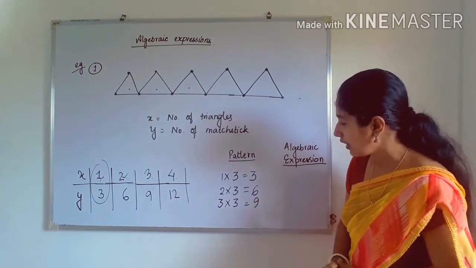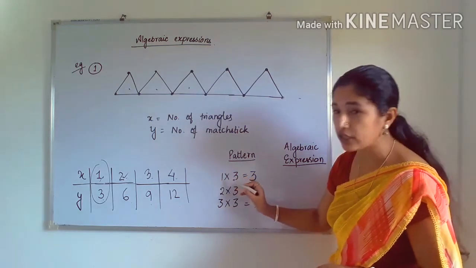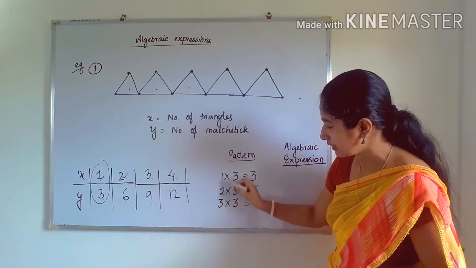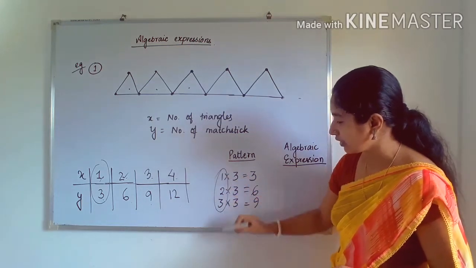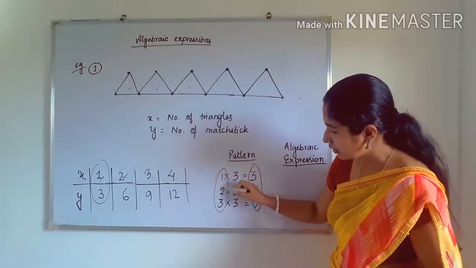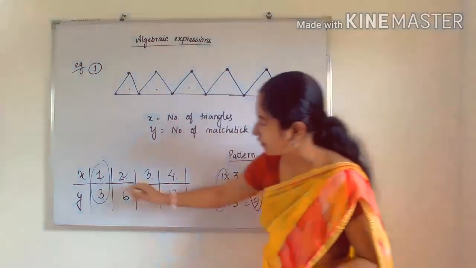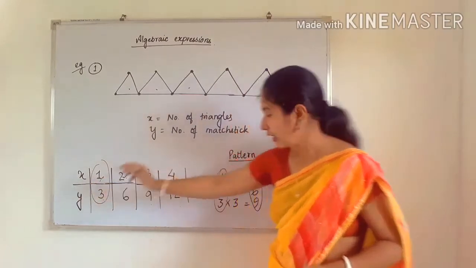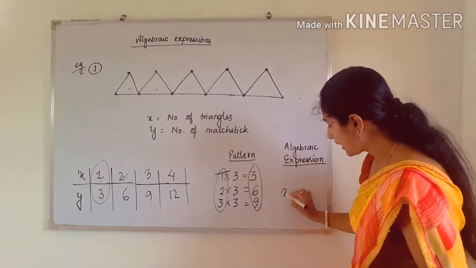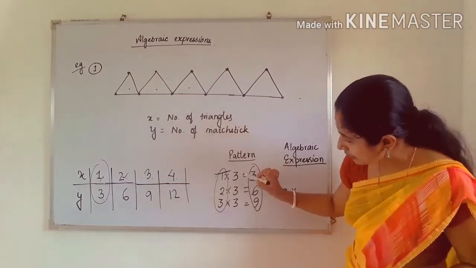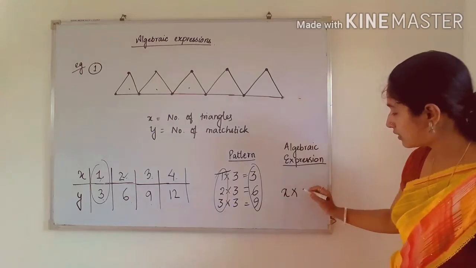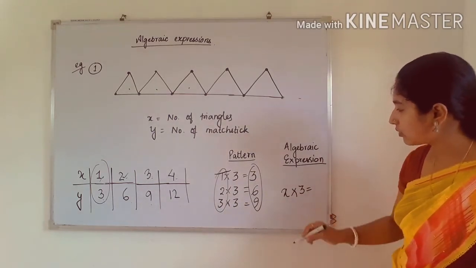9. So see here what is changing and what is constant, you have to see. See here 1, 2, 3. These numbers are changing and here these numbers are also changing. What is 1, 2, 3? 1, 2, 3 are the values of x. So in this place we can write what? We can write x into 3. See here, 3 remains the same. 3 is constant throughout. So x into 3 is equal to y.